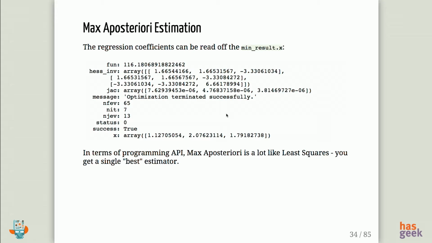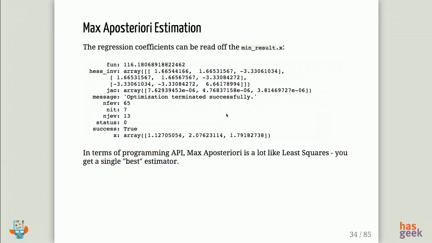So at the end, you get an optimization result. Hopefully the message will be "optimization terminated successfully." Didn't happen every single time when I was preparing for this talk, so I had to tweak a few of these things to actually work. And then you can read off the result of regression from the X parameter.